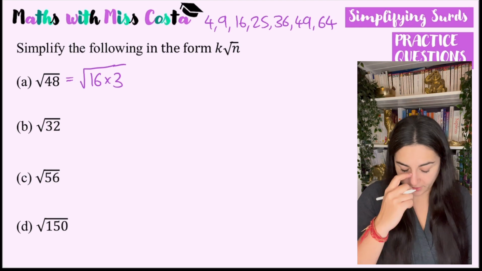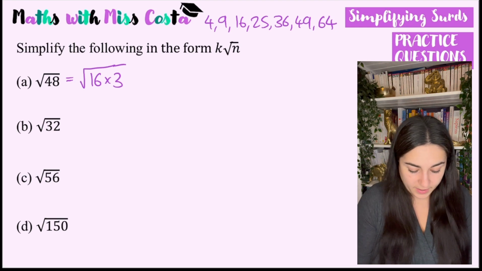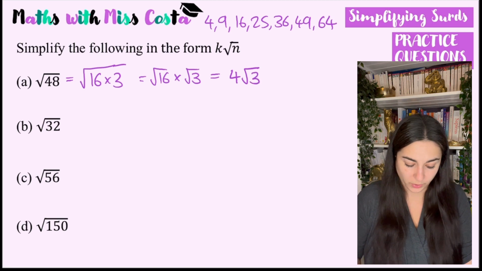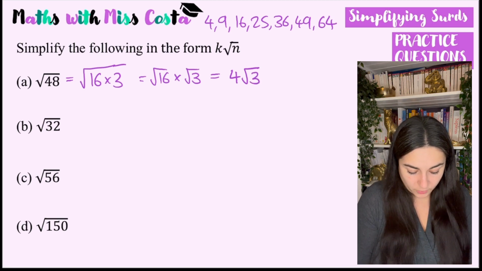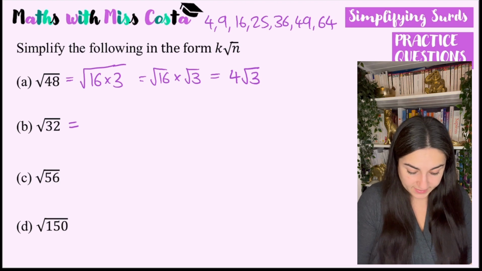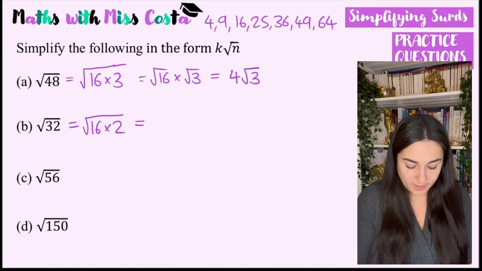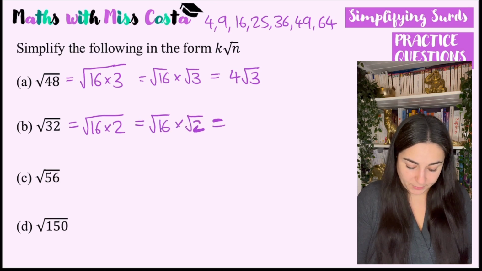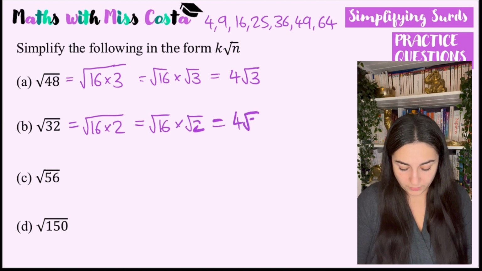And then how else could I write that? I could write that as the square root of 16 times the square root of 3. And what is the square root of 16? That is 4. So that would be 4 root 3. Then I've got the square root of 32. Okay, the largest square number that would fit into this would once again be 16. I could write that as 16 times 2. Split it up into square root of 16 times square root of 2. And the square root of 16 once again is 4. So that would be 4 root 2.